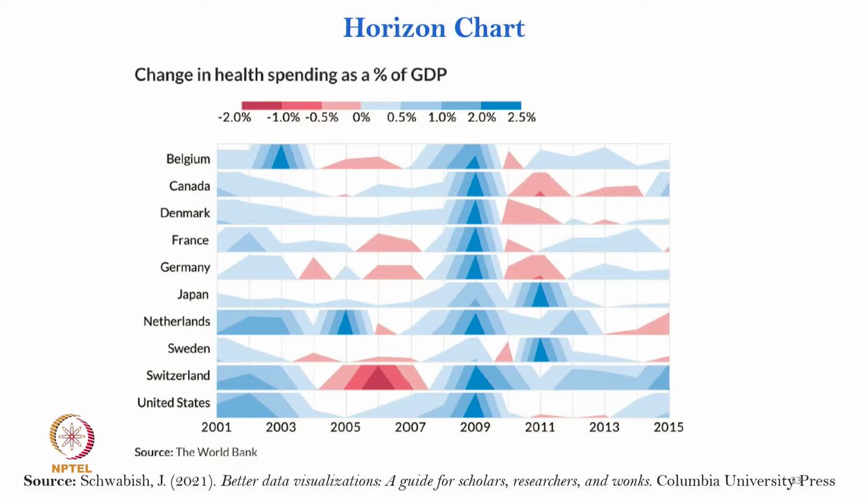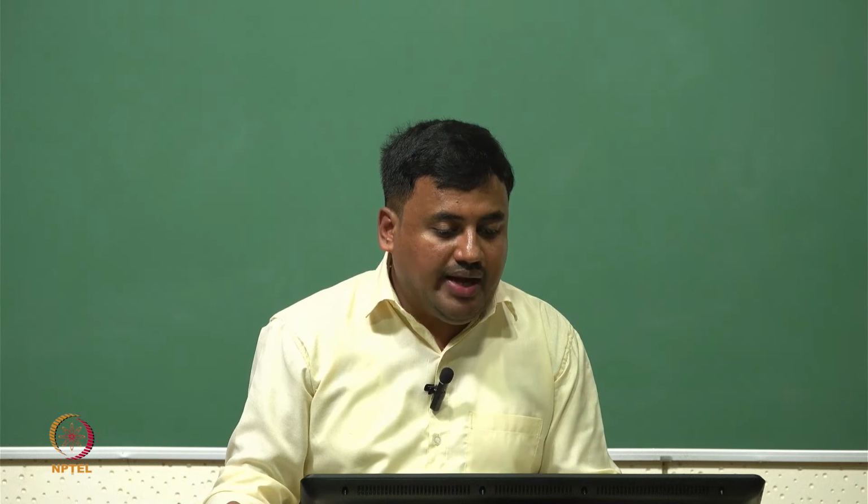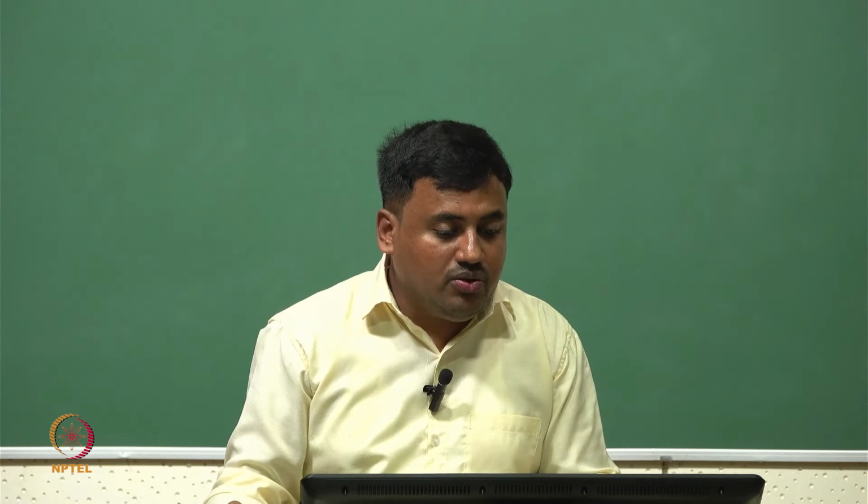The image shows an example of the change in health spending as a percentage of GDP. If you look at a particular year, we can track the GDP here, which ranges from minus 2.0% to plus 2.5%, for different countries like Denmark, Canada, France, Germany, and Japan. This is how we can use this horizon chart to track how GDP is growing. If you have any data that you want to track, like financial or budgeting data, the horizon chart can be used.